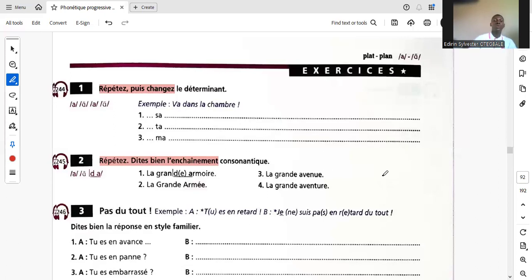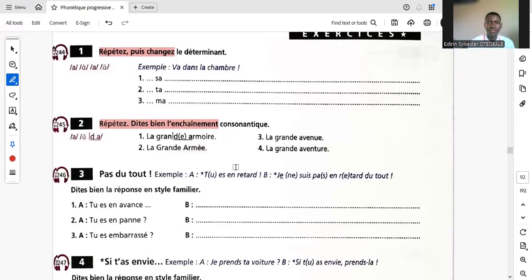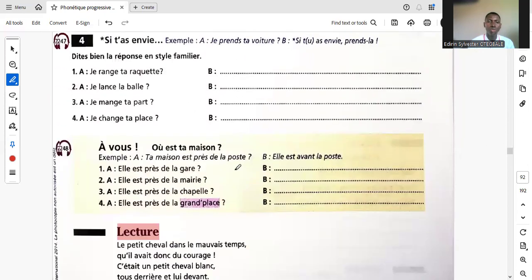Now, you see for this one, we have the a, A-N, A-N, A-N in this context, whereas for the previous one, chambre is A-M. So we have quite a lot to do to master those specific graphies that give you the phoneme. Now let's have the lecture together.